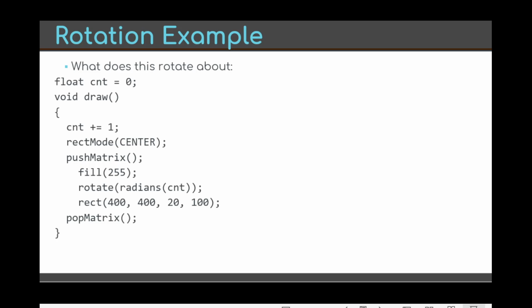Okay, so little understanding quiz. We want to rotate this rectangle. But what does it rotate around? Where's the pivot point? Do you think this will be a rectangle just spinning? Any guesses?